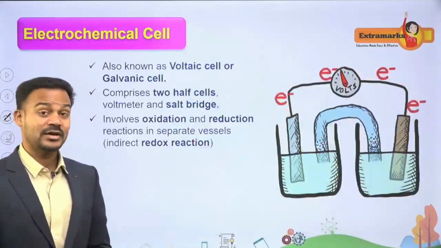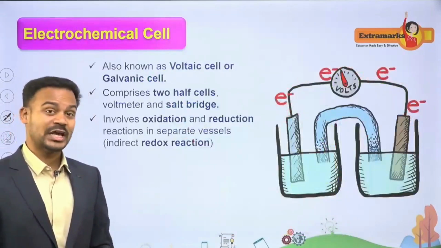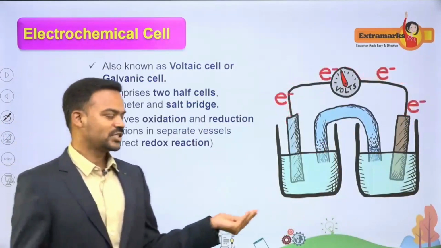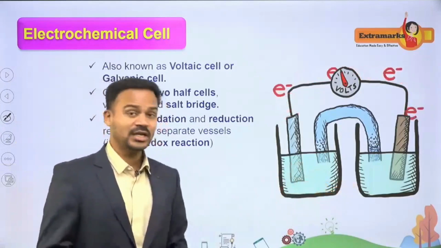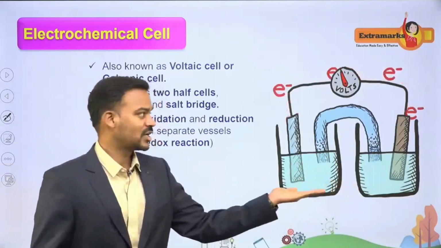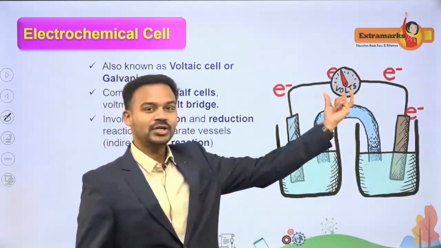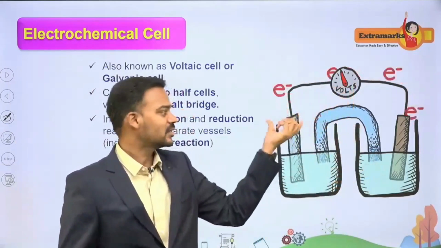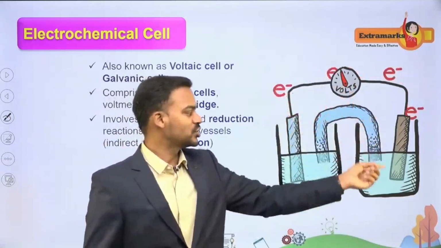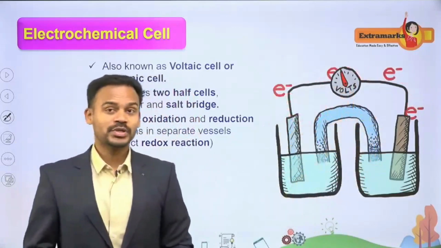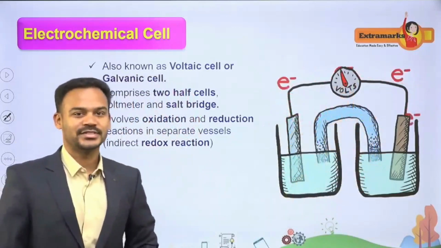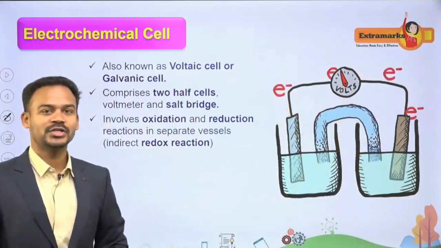In the galvanic cell, we have the most important parts. The two parts I have already told you are the oxidation half cell and the reduction half cell. Apart from these, you have the voltmeter to measure the voltage difference, and something called a salt bridge. We will be learning about the salt bridge in the next few slides. Are you clear with this electrochemical cell?